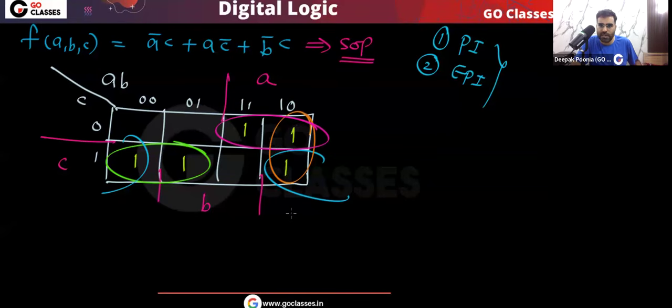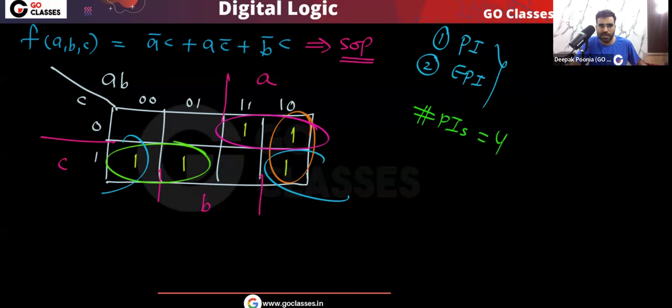Okay, is there any other prime implicant? No, there are no other prime implicants. So in total, how many prime implicants are there? You can see 1, 2, 3, 4. Okay, a total of 4 prime implicants.